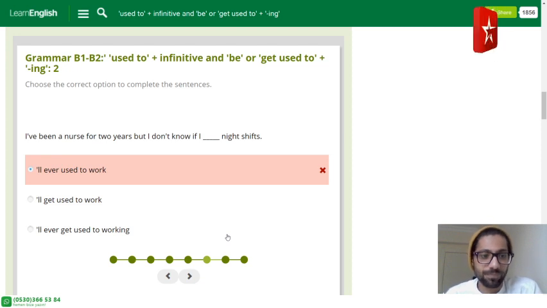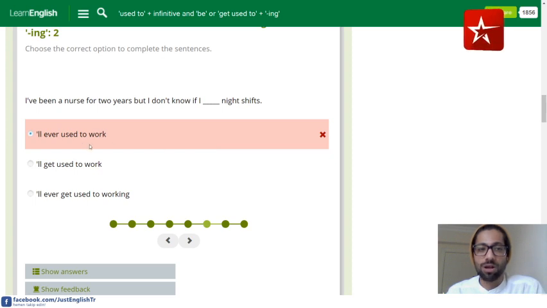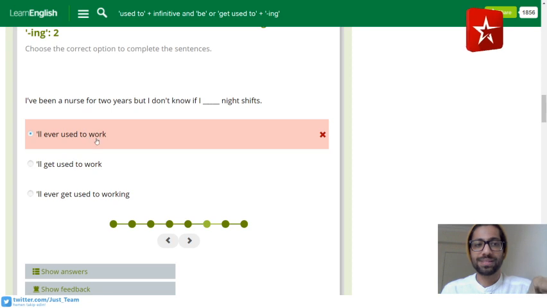Here, I've been a nurse for 2 years, but I don't know if I'll ever used to work. Now, why is this wrong? Again, guys, here you have used to plus infinitive. Used to plus infinitive is about something that happened, but it stopped. But here, she never experienced it.